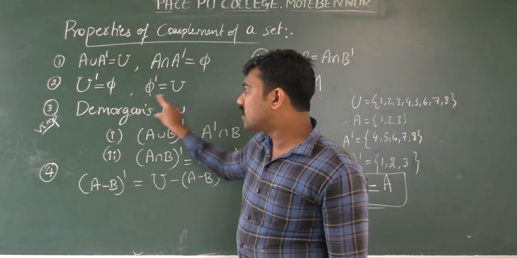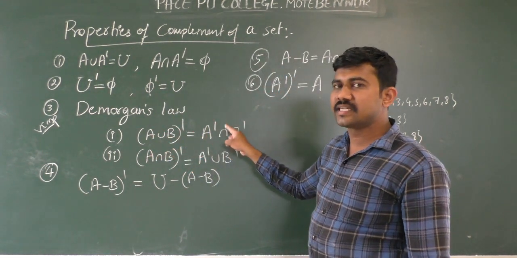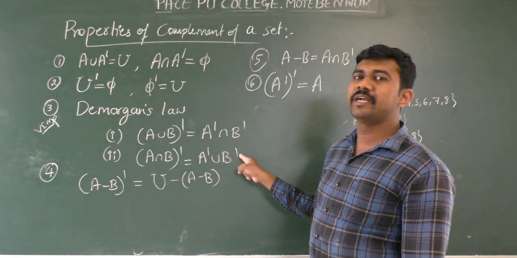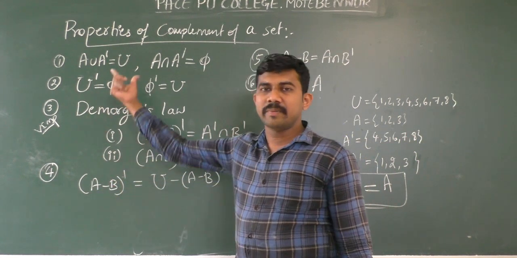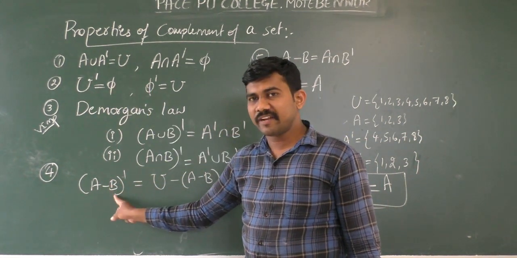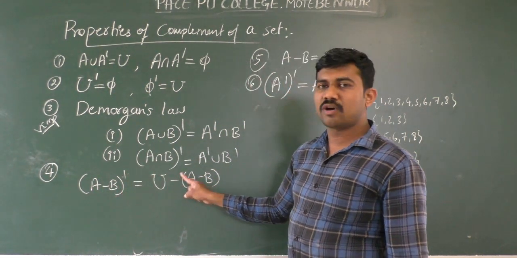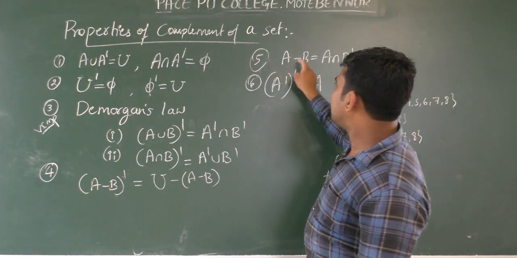And next, De Morgan's law, very important rule. A union B whole dash is equal to A dash intersection B dash. A intersection B whole dash is equal to A dash union B dash. The next one, A union B whole dash. This is again by the complement of a set, that definition only. That is A minus B whole dash is nothing but U minus of what? A minus B.